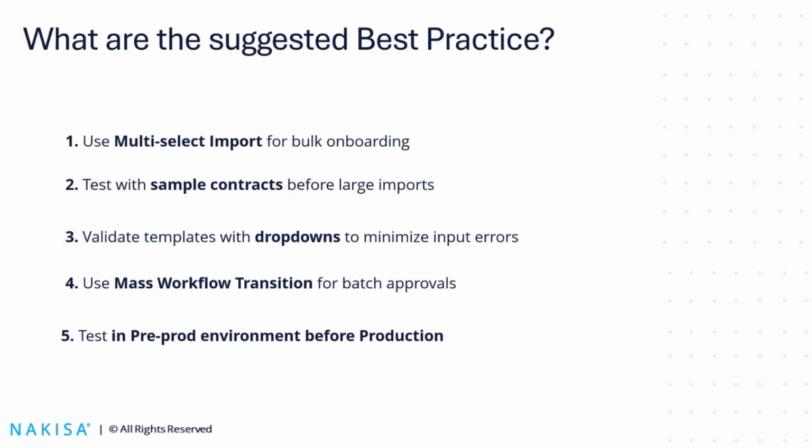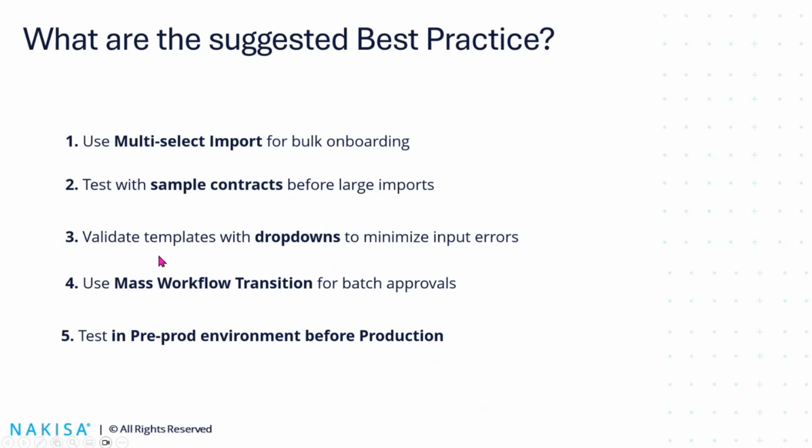Next is the best practices. As I said, users should use multi-select import for bulk onboarding. It's just faster and easier to create contracts. When you have a huge number of contracts to be created, say 500, the user should try to use some sample contracts to see, if they're using it for the first time, and they should try it on pre-prod, obviously, before they do it in production.